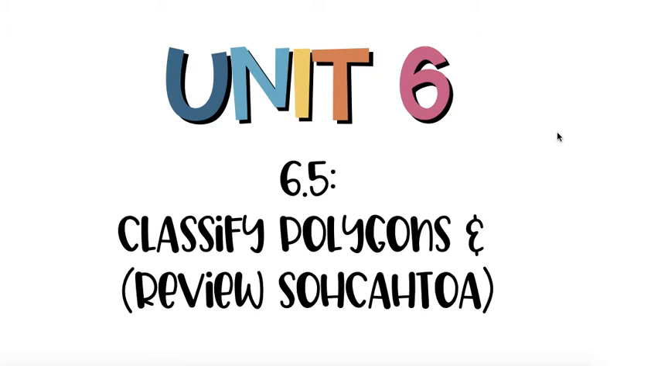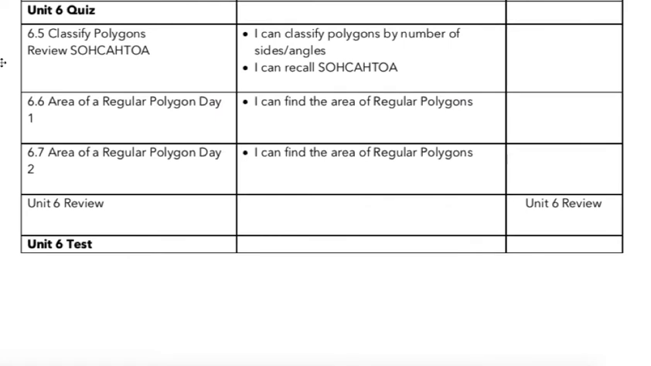Okay, this is Unit 6, Section 6.5, and we're going to continue looking now at polygons, and then we're also going to review SOHCAHTOA and our special right triangles for what we're going to do in Section 6.6 and 6.7. So our goal now is to classify polygons and review SOHCAHTOA, and classifying polygons is similar to what we did classifying polynomials as well as triangles, in that these have a special name for them.